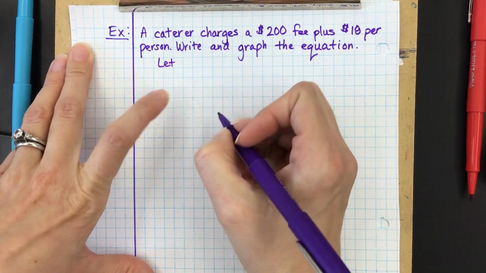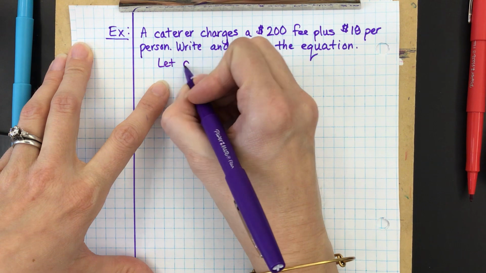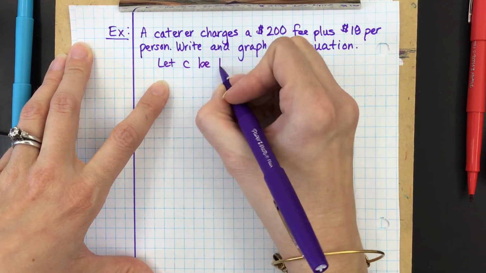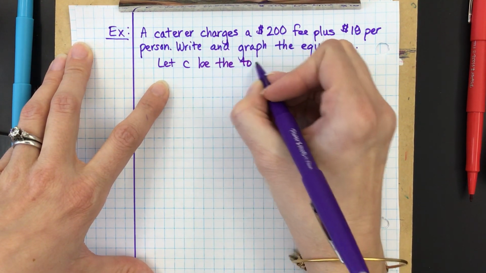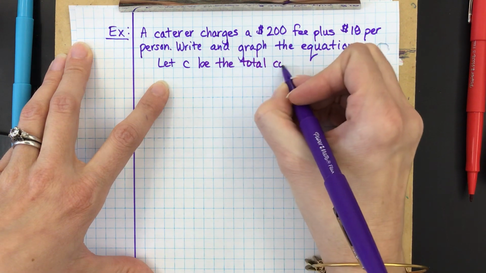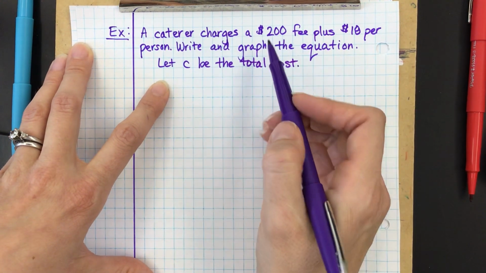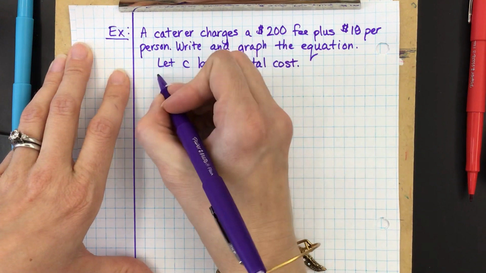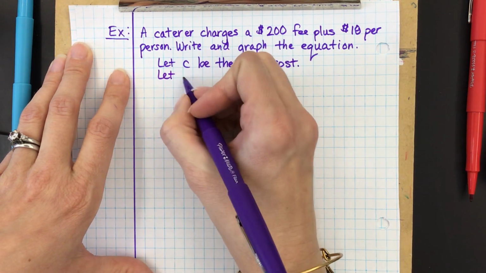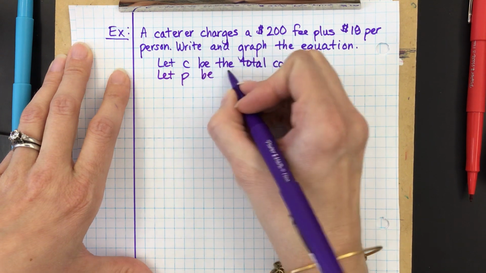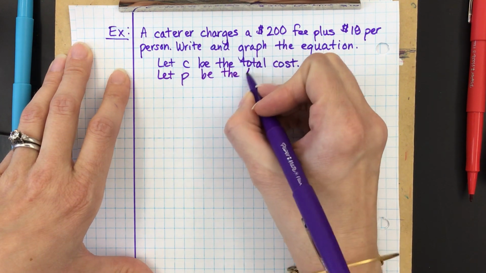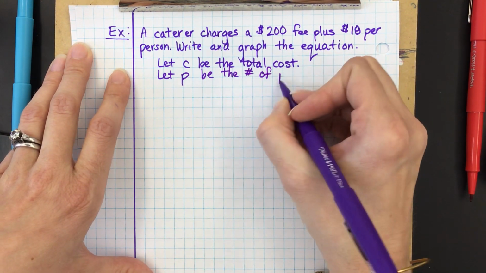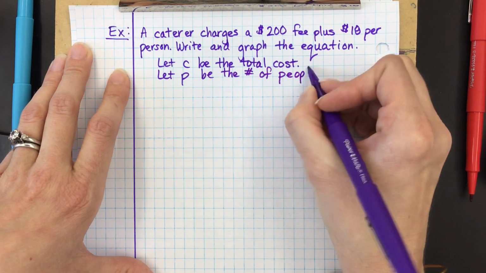So let's let C be the total cost. So that's everything. That's the $200 fee plus the $18 per person. And let's let P be the number of people that they serve.